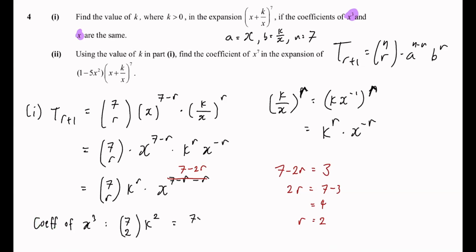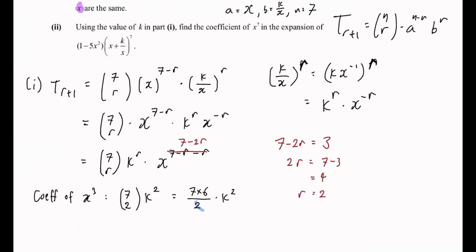Maybe we simplify a bit first. 7 choose 2 is 7 times 6 over 2 times K squared. 6 and 2 can cancel off. You're left with a 3 here. 7 times 3 is 21. So 21K squared. Okay, that's the coefficient of X cubed.